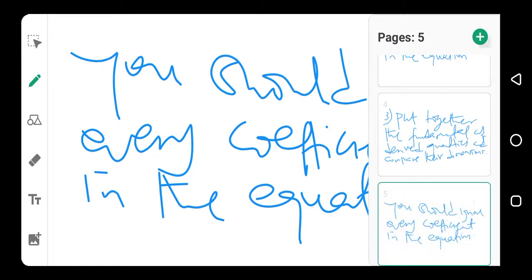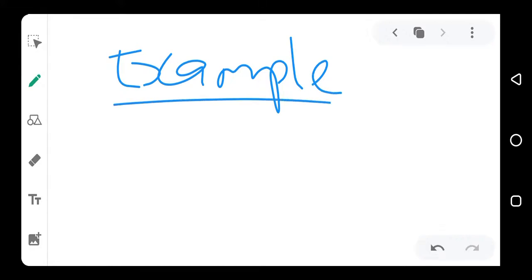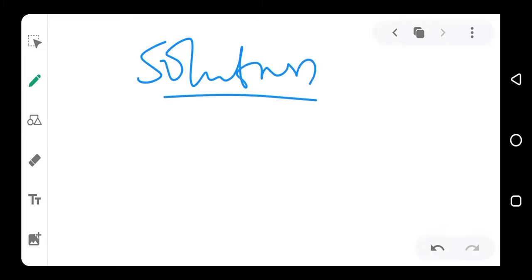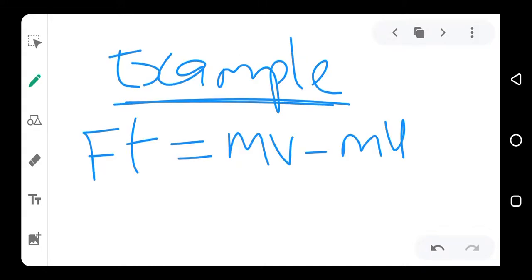Okay, example 1. If we have this equation Ft equals mv minus mu, and we have to verify whether this equation is correct or not, how do we do it? Solution. The first step is to list out the fundamental and derived quantities in the equation. Ft equals mv minus mu.